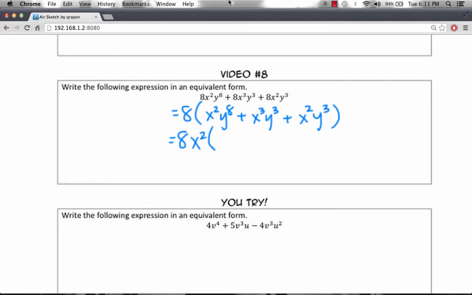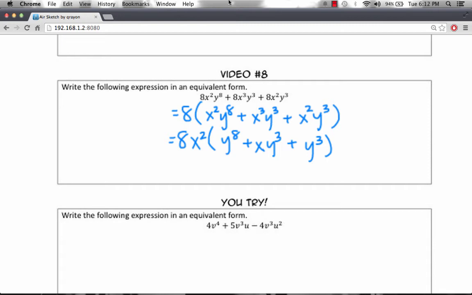Now if we factor out an x squared, that's like saying dividing by x squared. We'll have 1 y to the 8th plus x y cubed plus 1 y cubed. This is another equivalent form.